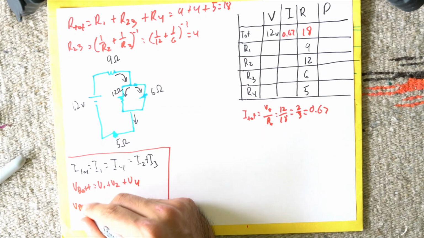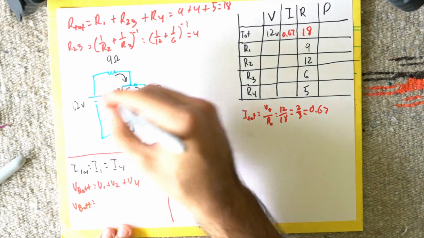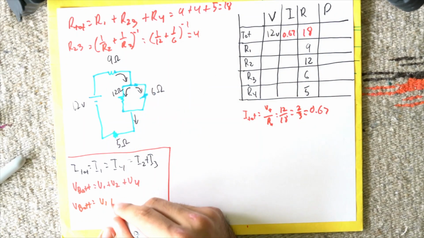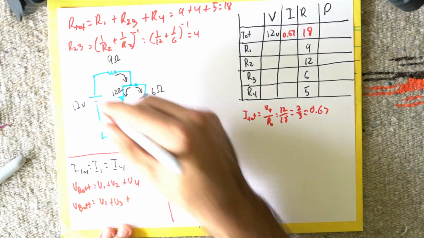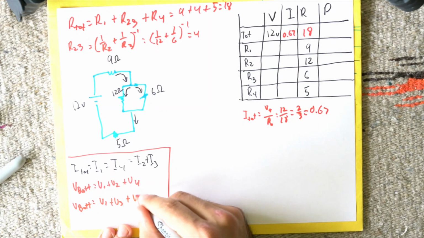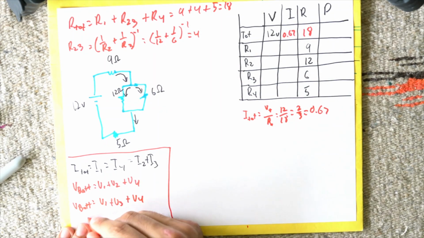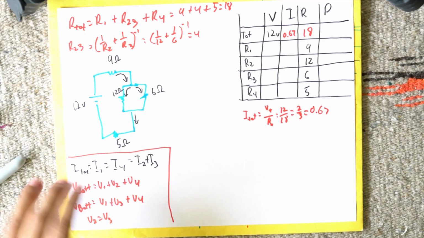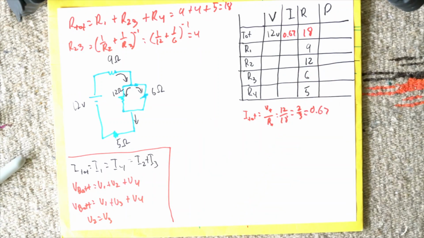Now let's go the other route. V of the battery is going to equal V1 plus V3 plus V4, and that's it. So we know that V2 is equal to V3. That's the main idea. Okay, so let's use some of these ideas to help us figure this out right here.